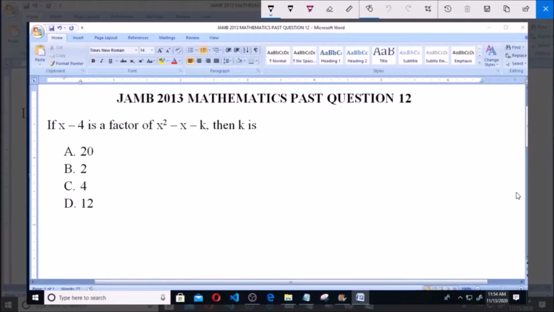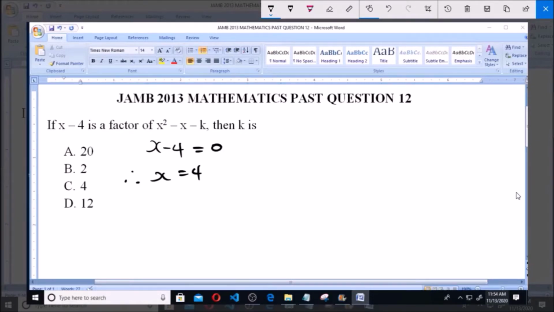I'll be answering JAMB 2013 Mathematics Past Question 12. If x minus 4 is a factor of x squared minus x minus k, then k is: A 20, B 2, C 4, and D 12. Now, x minus 4 is a factor of x squared minus x minus k. That means x minus 4 is equal to 0. Therefore, x is equal to 4.